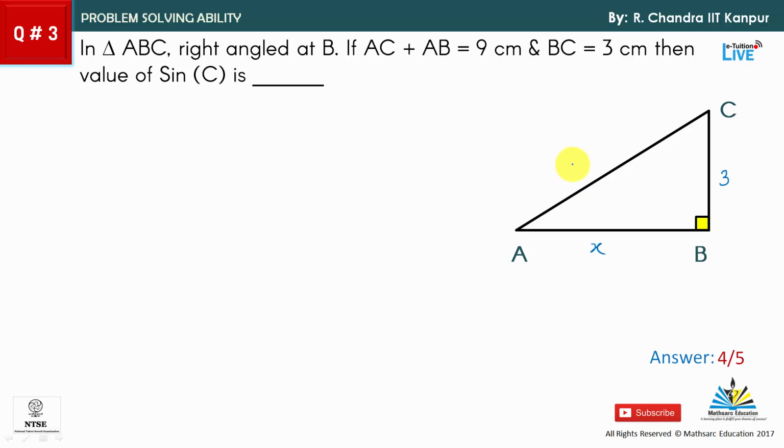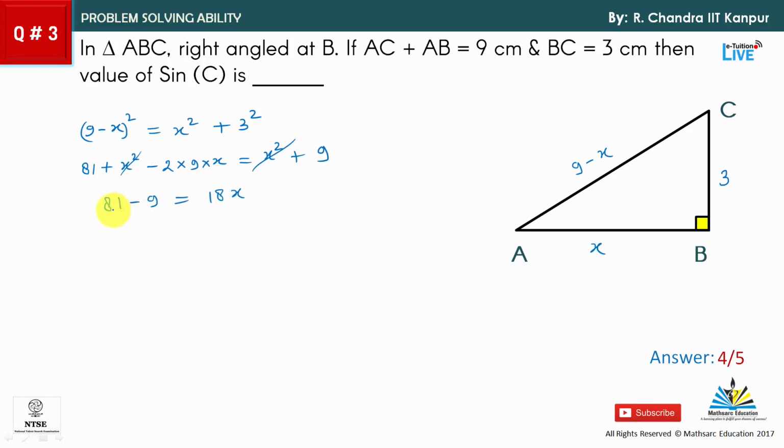So this must be 9 minus x centimeter. Now as per Pythagoras theorem, 9 minus x whole square is equal to base, that is x square plus 3 square. So we need to apply the formula for a minus b whole square: 9 square is 81 plus x square minus 2 into 9 into x is equal to x square plus 3 square, that is 9. So you can cancel x square by x square, and this is 81 minus 9 is equal to 18x.